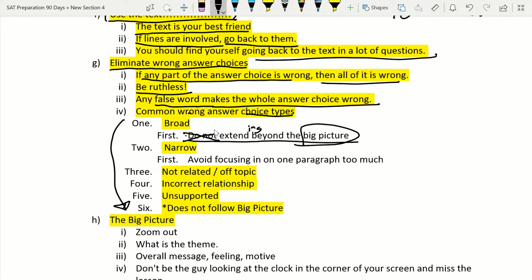So a reversed relationship would be if we were to say that the increased Venus flytrap population is causing an increased earthworm population. So that would be reversing that relationship. So we want to watch out for incorrect relationships and reversed relationships. I'm going to put that right here, / reversed relationship.